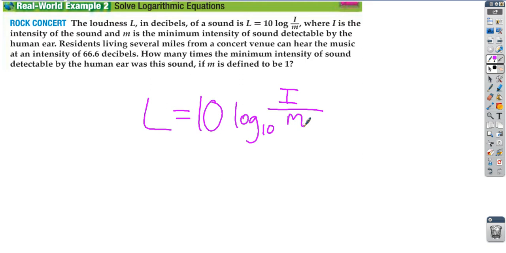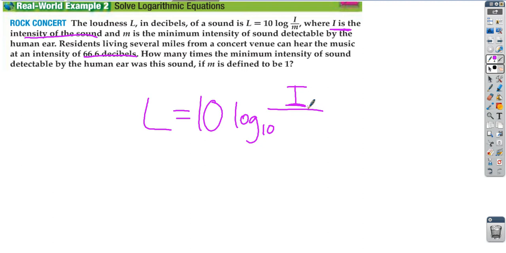Okay, it says residents living several miles from a concert venue can hear the music at an intensity of 66.6. Okay, so that means this number right here is 66.6. So let's plug that in right here. Intensity, I stands for, right here, the intensity of the sound. They're telling us the intensity of the sound is that many decibels, 66.6. How many times the minimum intensity of sound detectable by the human ear was the sound if m is defined to be 1? Okay, so I'm sorry, let me say that I did this slightly wrong here. So I is the intensity of the sound, and they're essentially asking us what that is.